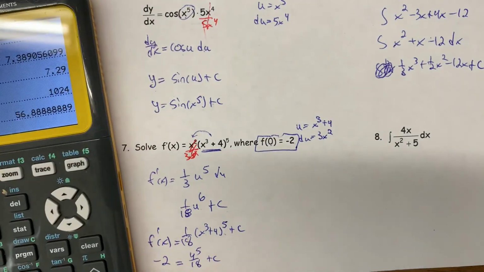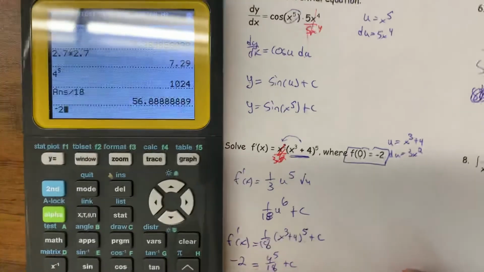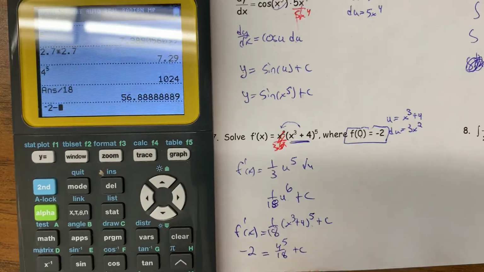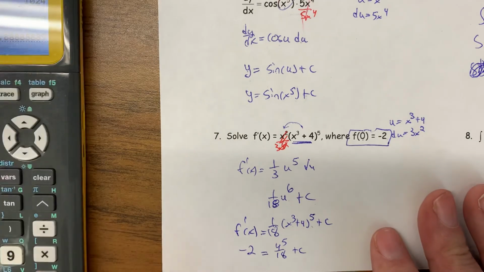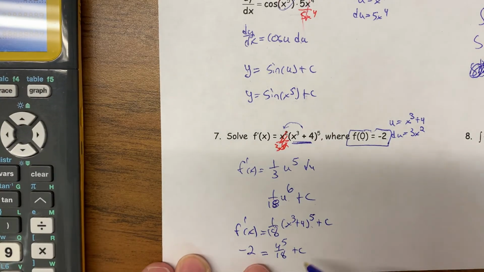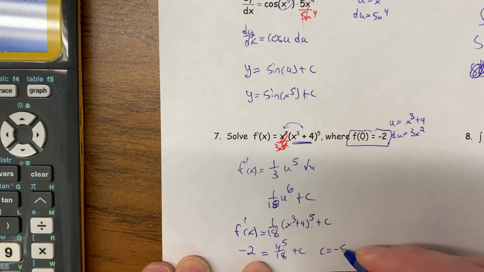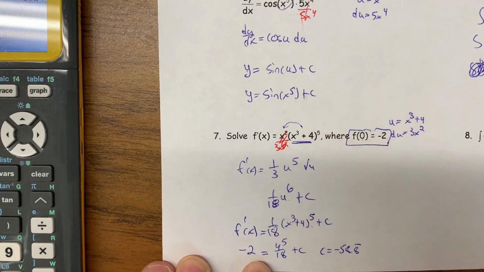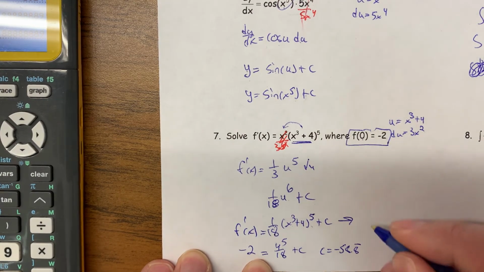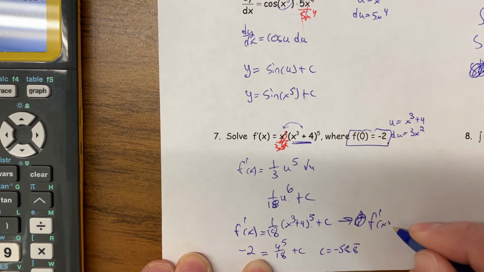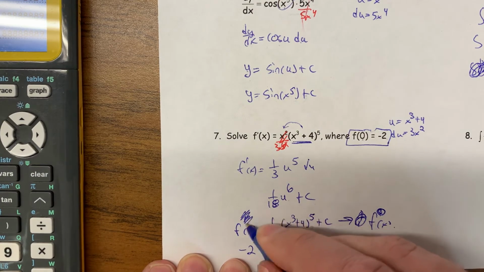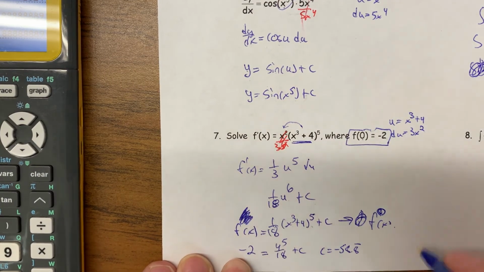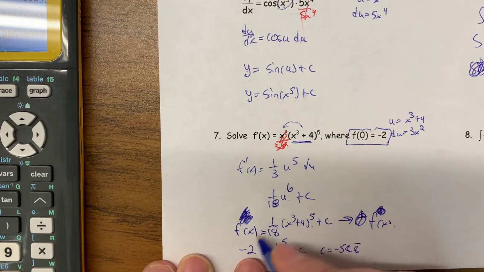And so -2 minus 4 to the 5th plus 18 is going to be -58.88888. So c equals -58.8 repeating. And so when we plug that in, we get, I guess we should say f of x. Oh my gosh, guys, I'm making mistakes everywhere. This should have said f of x, not f prime of x, because we did the antiderivative.